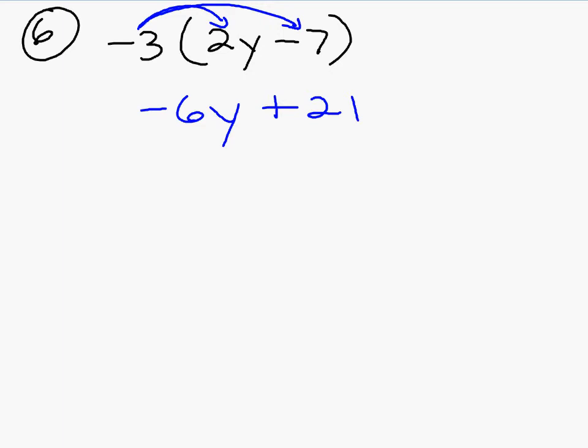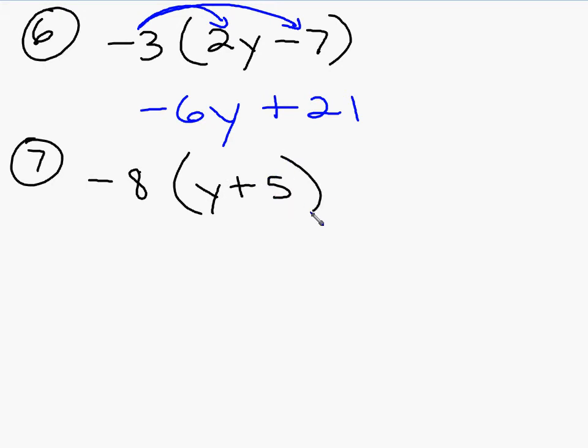Let's do another one. What if I have negative 8 times y plus 5? Well, we're still going to use the distributive property. Negative 8 times y is negative 8y. Negative 8 times positive 5 is negative 40. So how would I write it? Just minus 40.